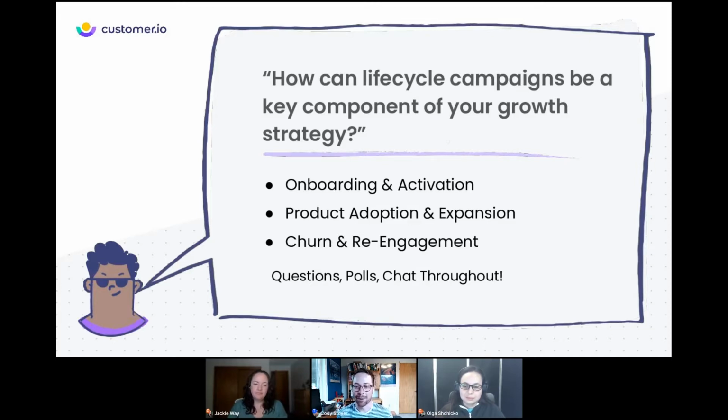Just to do a quick refresh for anybody who has joined a little bit late, here's where we're going to go today. The key question is, how can lifecycle campaigns be a key component of your growth strategy? We're going to start with onboarding and activation. We're going to jump into product adoption and expansion, how do you get folks to find more value in those middle stages of the life cycle. And then we're going to round it out with the later-stage stuff. What about when folks are at risk of churn, or how do you re-engage people who have fallen inactive?